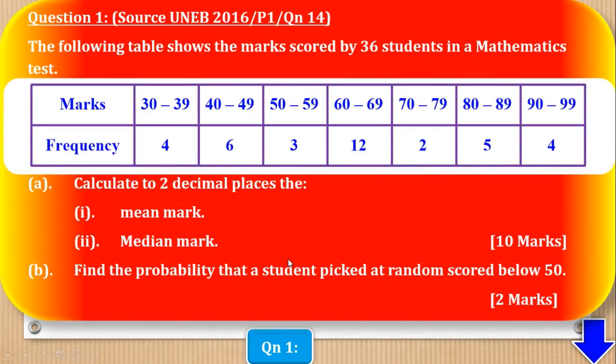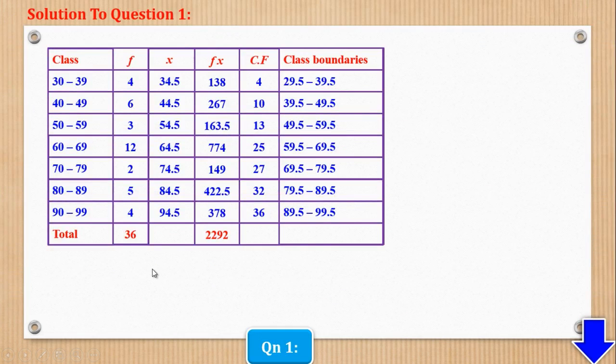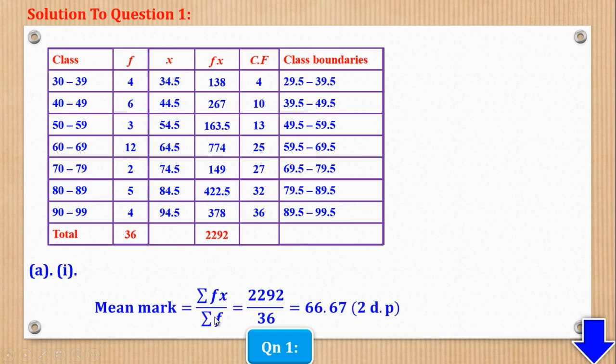So Roman 1 said calculate the mean mark to 2 decimal places. So remember that mean mark is given by summation of fx over summation of f. So our summation of fx is this very value, so put it here. Then summation of f is this very value, so put it here. When you use the calculator, you'll get 66.67, because we have rounded off to 2 decimal places, so you also have to state that you have rounded off to 2 decimal places.